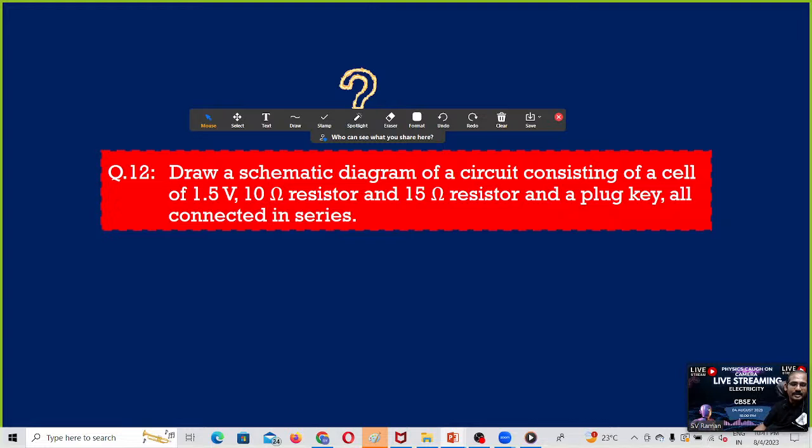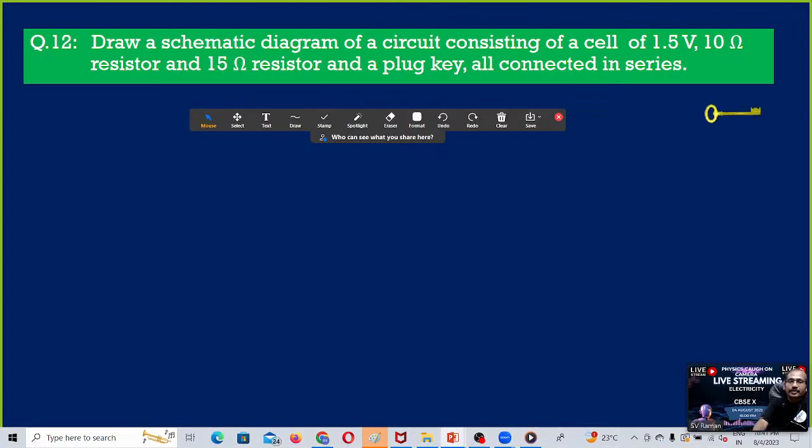Yeah. This is the question I have noticed most frequently. Generally they ask it as a 2 marks question: draw the schematic diagram of a circuit consisting of a cell of 1.5 volt, 10 ohm resistance and 15 ohm resistance and a plug key, all connected in series. So probably this is a 2 marks question, and in a 5 marks question they may ask any one of the parts. So how to do this? They are just asking for a schematic diagram.